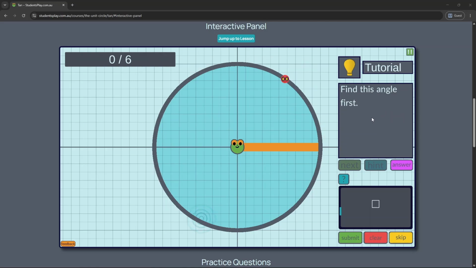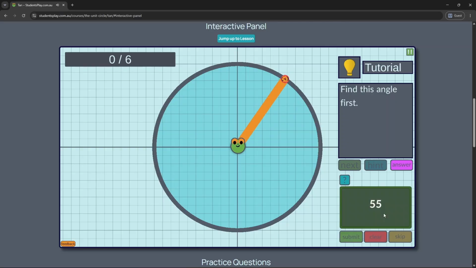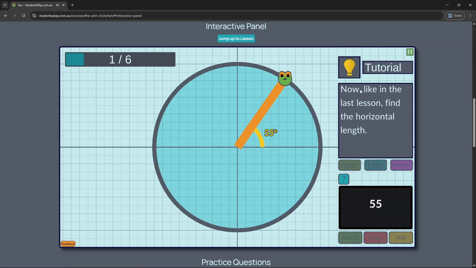Find this angle first. Okay, maybe like 60? Ooh, maybe like 55. Now, like in the last lesson, find the horizontal length. Okay, horizontal length we get using cos theta. So, what is cos 55? Cos 55 on the calculator is 0.57.